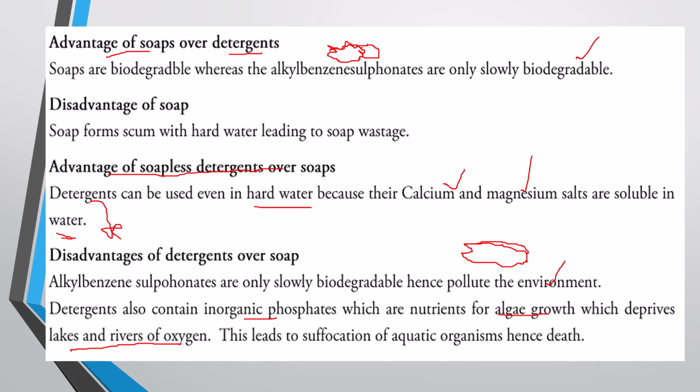If that layer becomes thick over the pond, it cuts off oxygen supply to the aquatic organisms in that pond. The consequence is that it leads to suffocation of the aquatic organisms, which can later lead to their death.